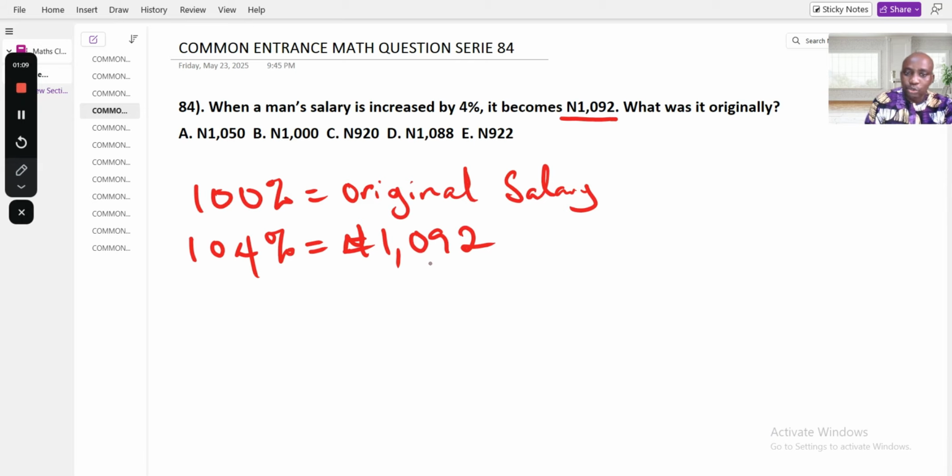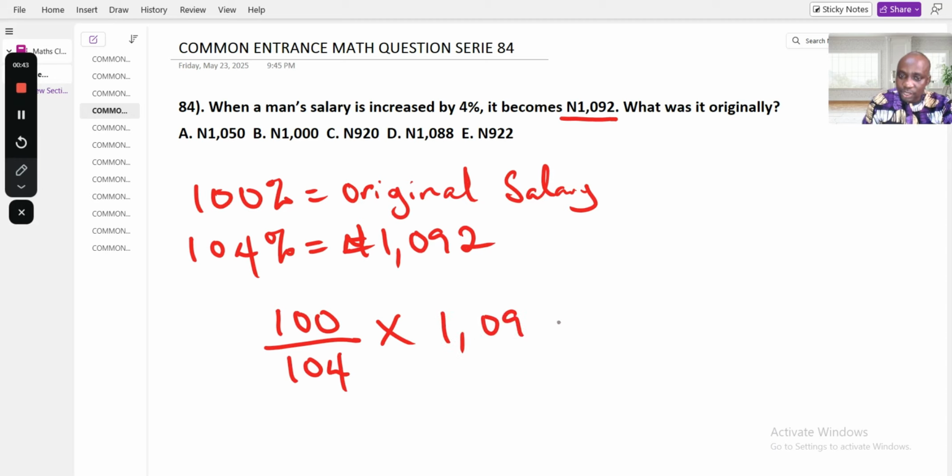To calculate the original, which is the 100% amount, you put the 100 over 104, because 104 is the amount that we arrived at, which the question has given us. You say 100 is the original amount over 104, the current amount, multiplied by 1,092. This is how you get your original amount before the 4% increment.